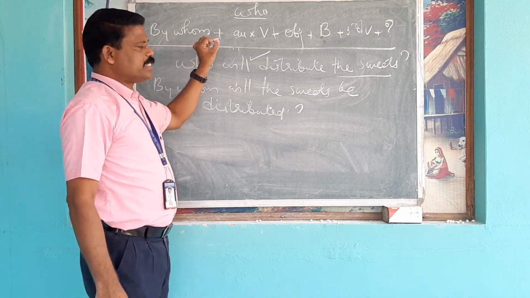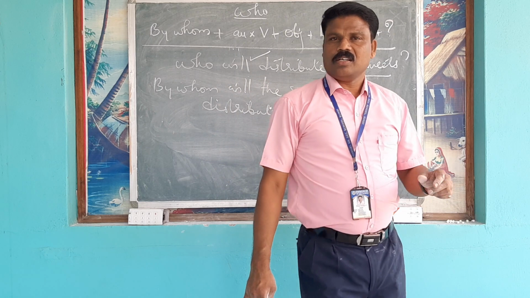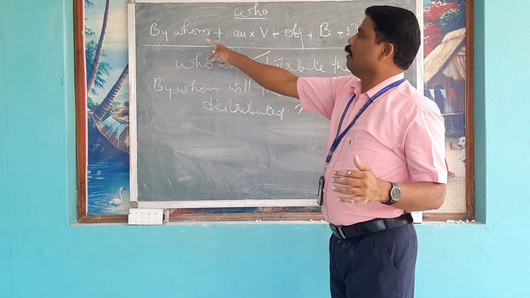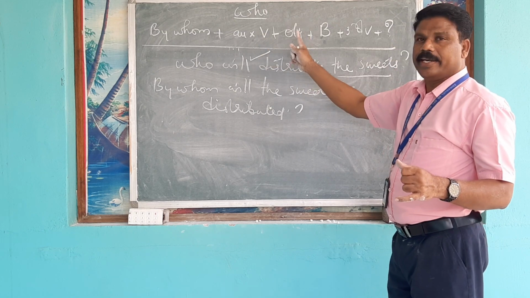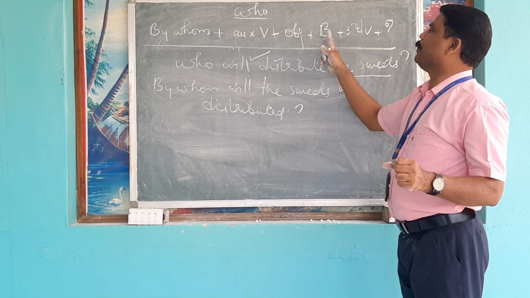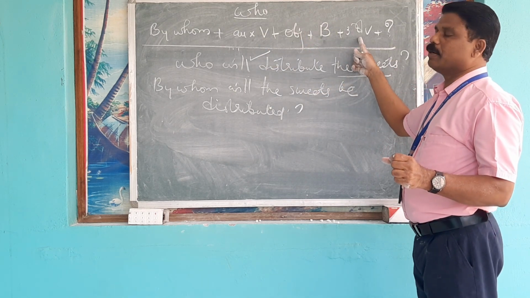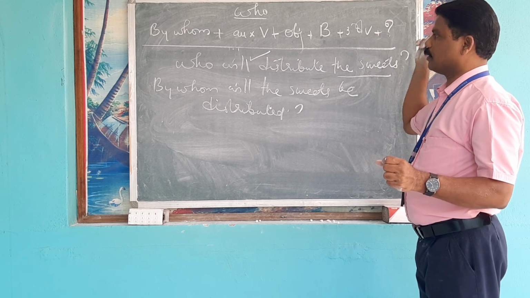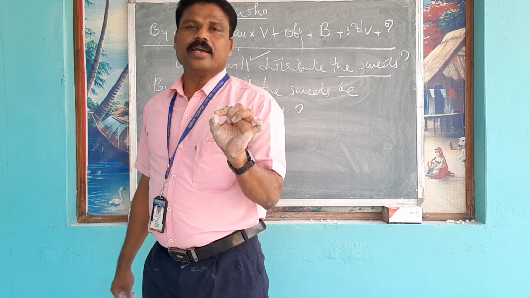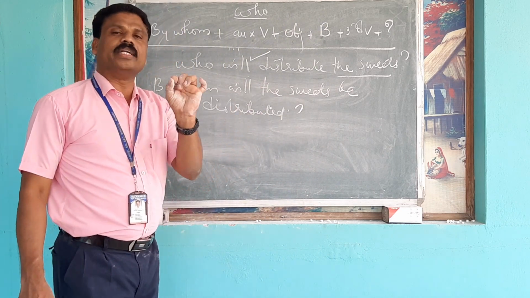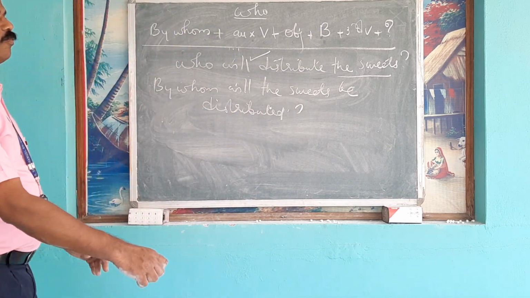So, if the question begins with who, the general rule: first by whom, then auxiliary verb, then object, then be, being, been plus third verb plus question mark. No need to add be, being, been if the sentence has do, did, does.